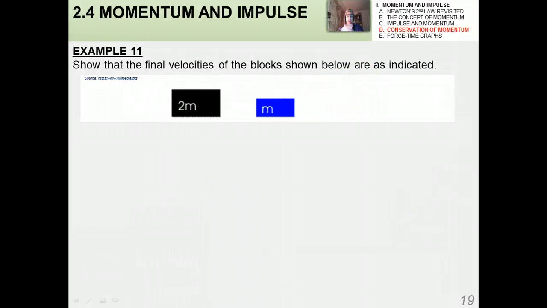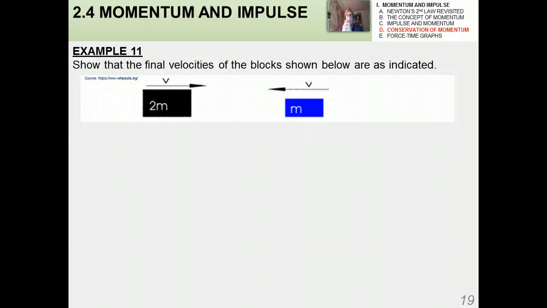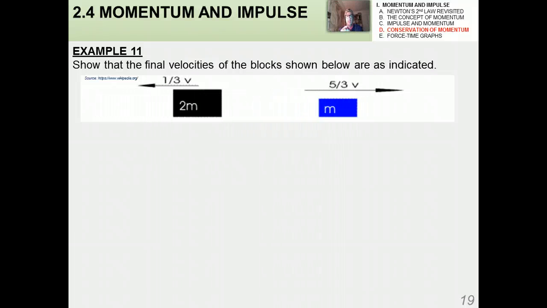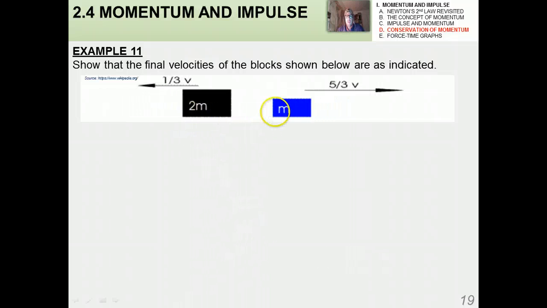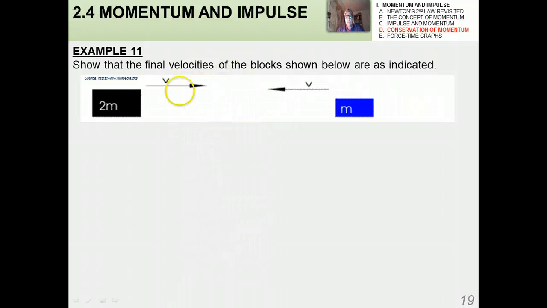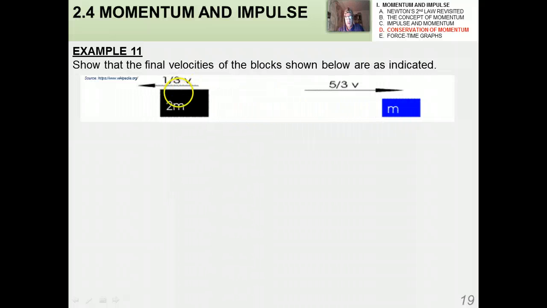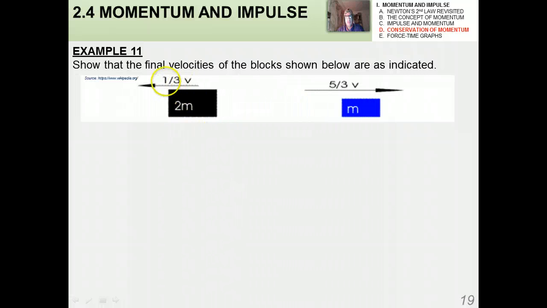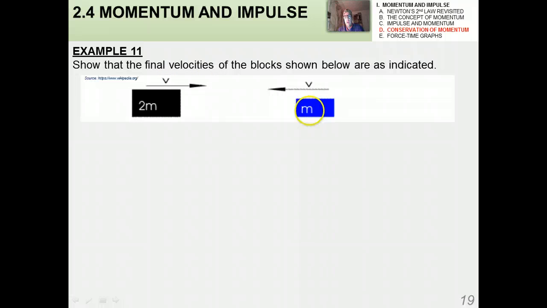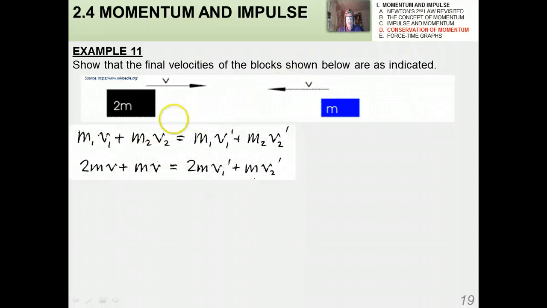Okay, this one's a lot more difficult, and I want you to spend some time working this one. I'm not going to do the algebra for you, but I'll set it up for you. It's similar to the other one. Now I have 2 blocks. One is twice as massive as the other. They're coming in at the same speed. They have an elastic collision. They recoil, basically asking you to find that the black one has v over 3, and the blue one has 5v over 3 final speeds, okay?